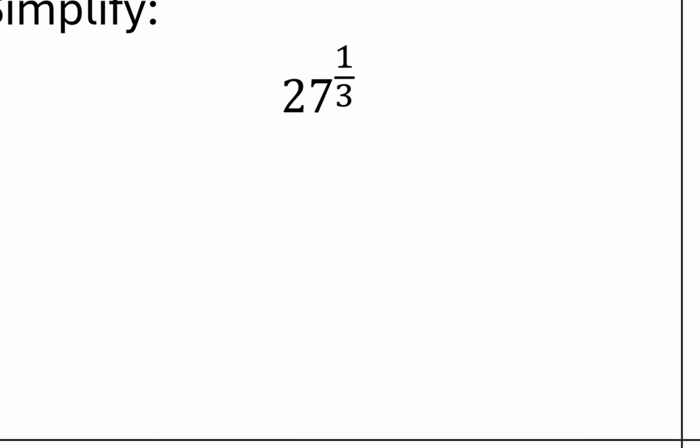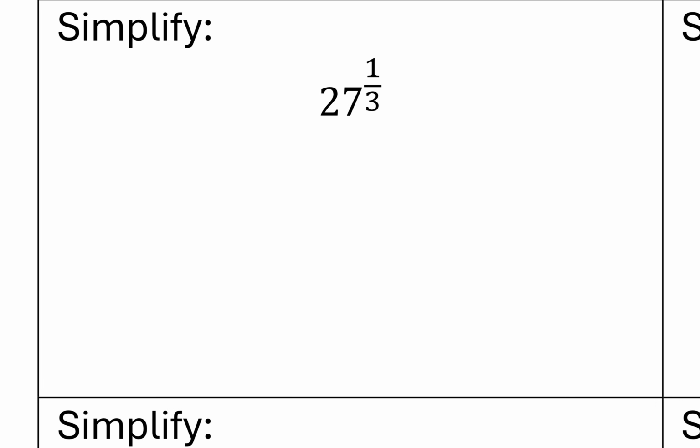Okay, now we have to simplify these constants right here. Again, we still use the same idea, top in, bottom out. So this is going to be the radical of 27 to the 1st power and a 3 outside. So this is the cube root of 27, which is going to give us 3, right? 3 times 3 times 3 will give us 27.